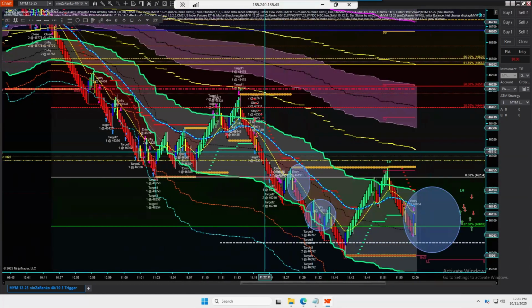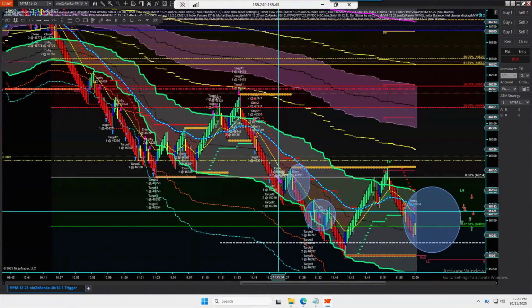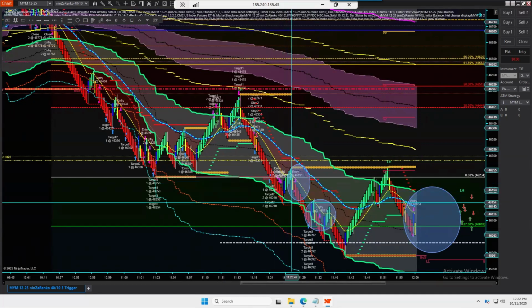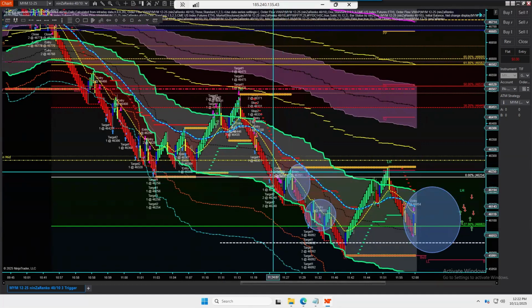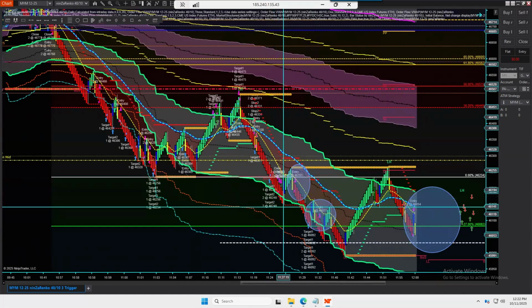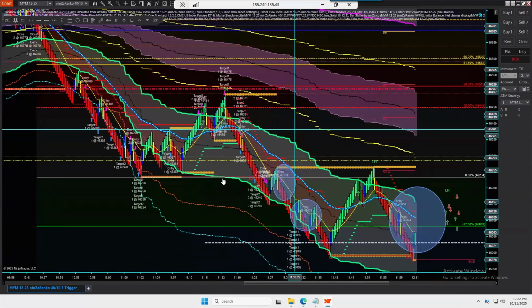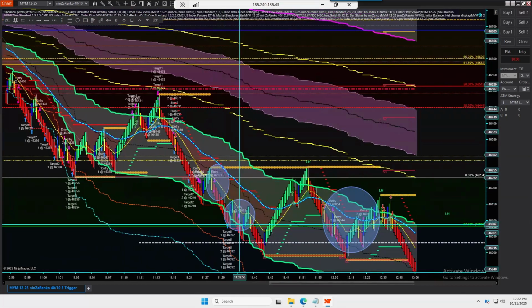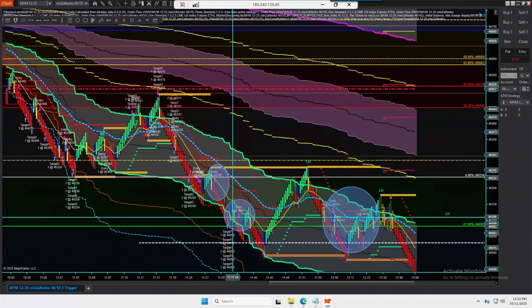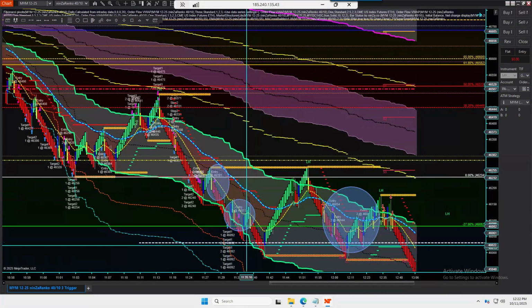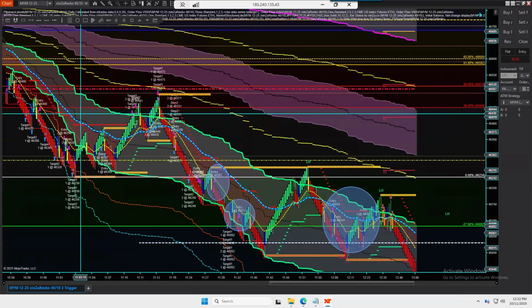So I got a target here. I still had maybe one remaining contract. I entered two more short positions here, because here's where the target was. I scaled in two more positions there, and I hit the target here, leaving one more contract. And with that, I scaled in two more positions here.